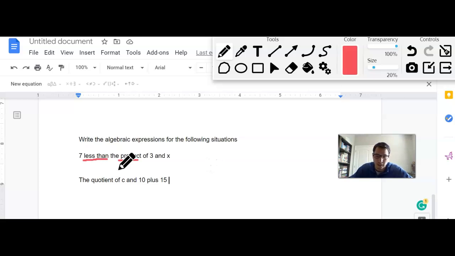Remember the key thing about less than, that goes at the end. So we have to do the product of 3 and x first. Product is the answer to a multiplication problem. So 3 times x, so you can put a dot x, or we can just put 3x. 3 times x, less than, we subtract 7. So 3x minus 7 represents 7 less than the product of 3 and x. So you are minusing that 7 there.